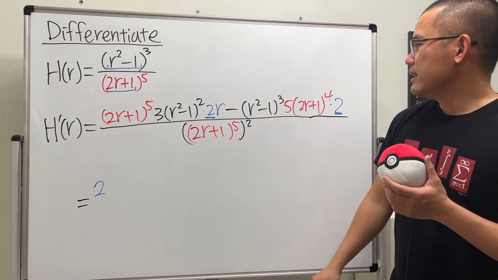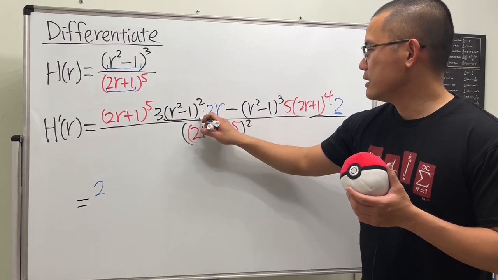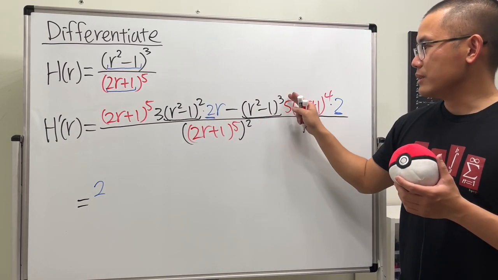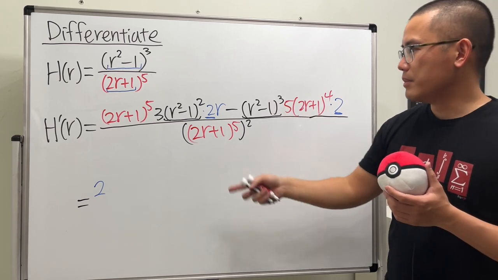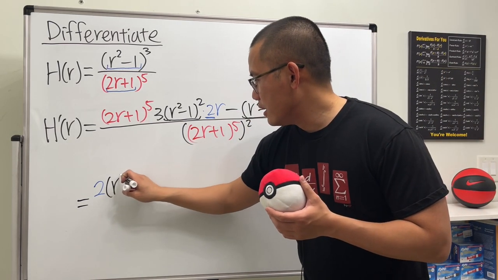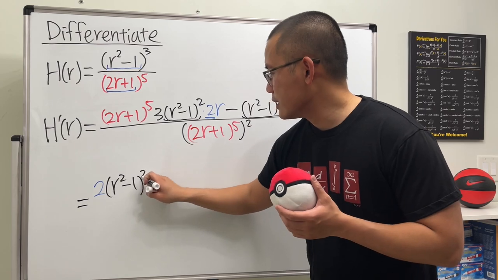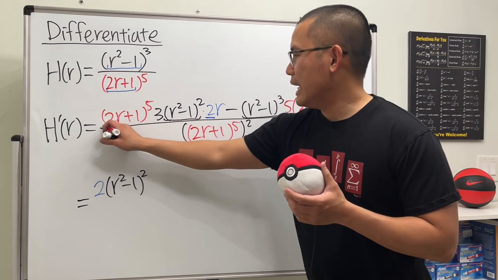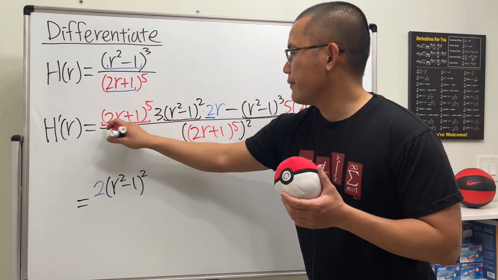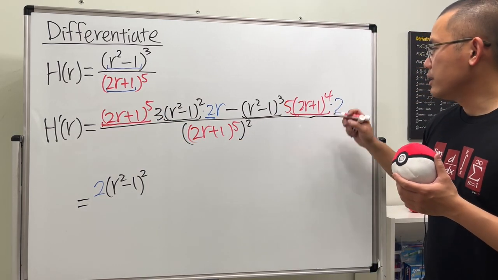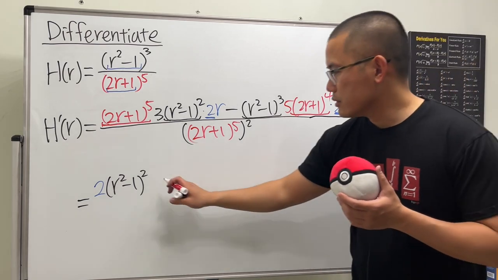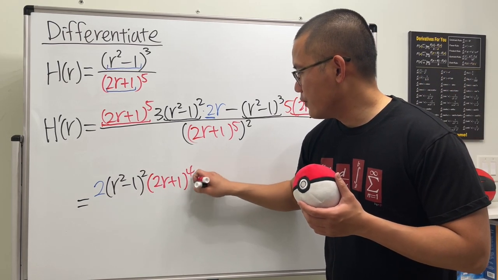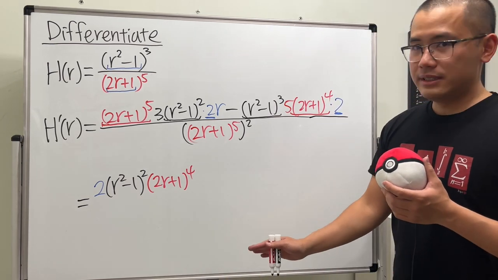And then next, let's factor out this and that. But this is to the second power, this is to the third power, so we can factor out the second power. So let me just put down (r squared minus 1) to the second power. All right, and then here we have the fifth power, and here we have the fourth power, so let's factor out the fourth power. So put down (2r + 1) to the fourth power. I think that's all the things that we can factor.